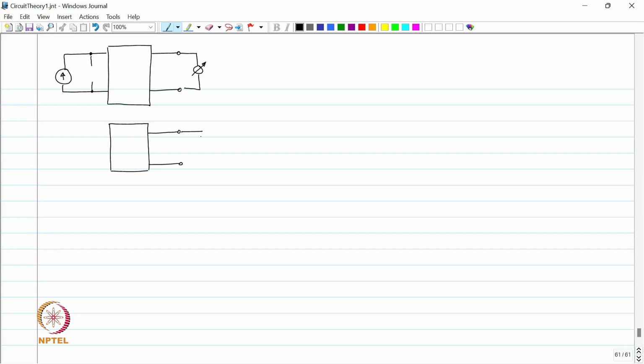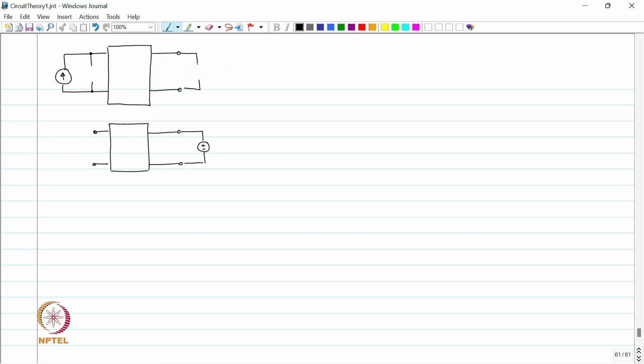You are going to apply a voltage at port 2 and, what were the two experiments? 1 0, 0 1. Over here I will just simply measure the voltage and make sure that it is an open circuit. Okay. One is short circuit, the other is open circuit.